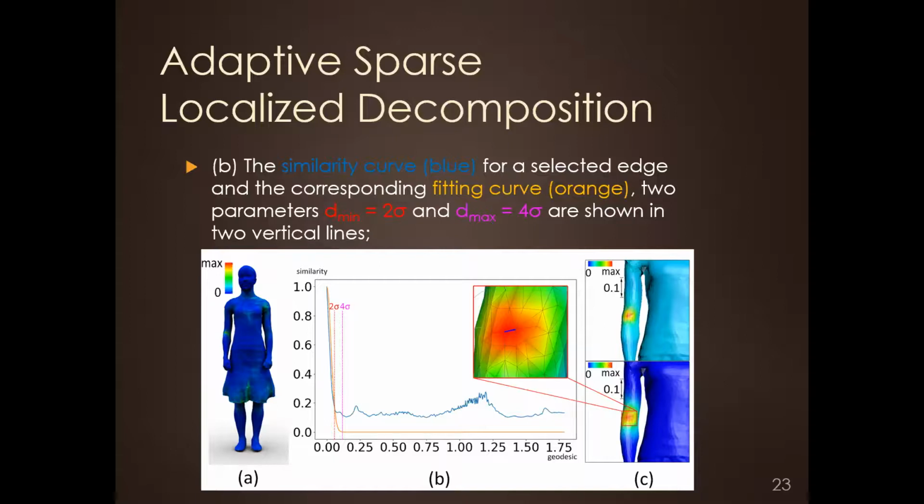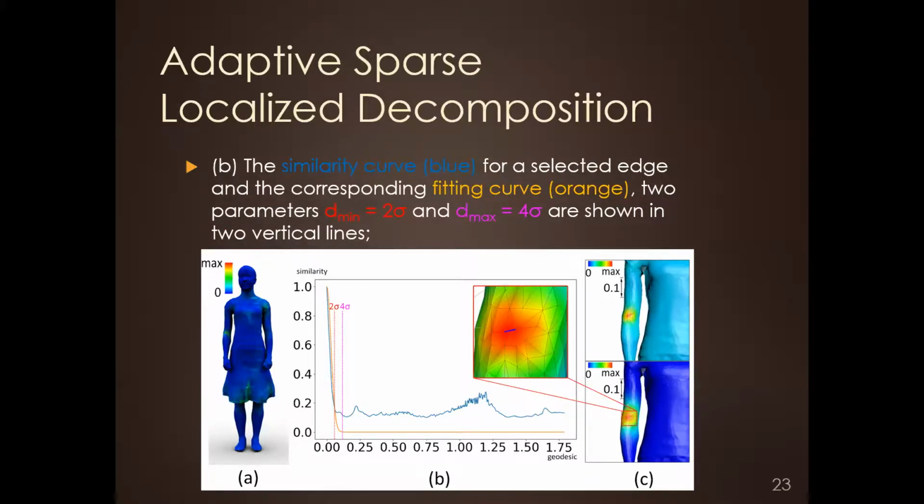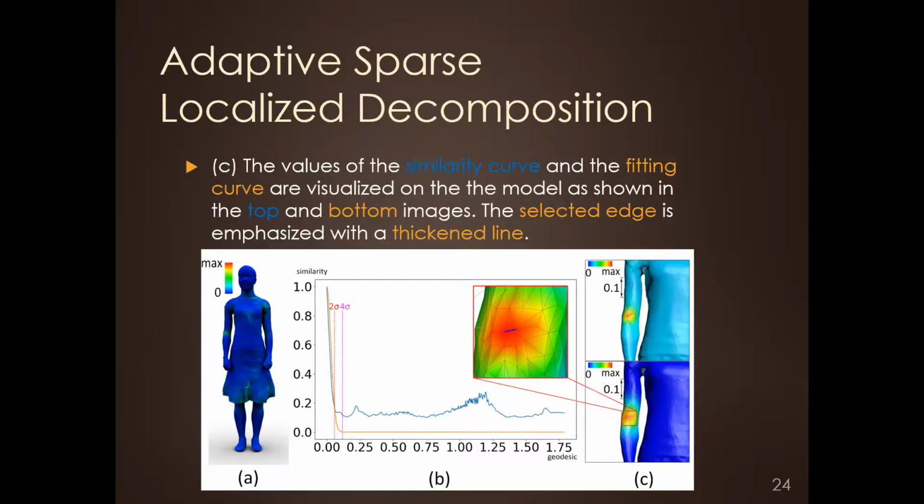And the y-axis will show the corresponding similarity of the edge to the selected one. And the similarity curve can be obtained as the blue curve. And we then smooth the similarity curve and use a Gaussian kernel to fit the curve. The resulting fitting curve is the orange curve. And since it is a Gaussian kernel, it has a parameter sigma. We choose Dmin equal to 2 sigma, and Dmax equal to 4 sigma. And here are 2 visualizations of the similarity curve and the fitting curve in figure C. And the selected edge is emphasized with a thick line.